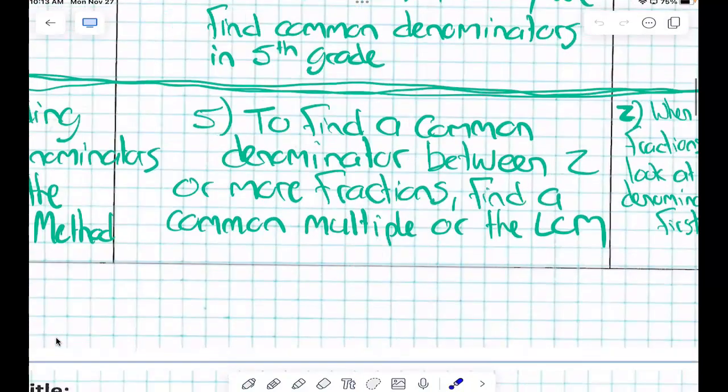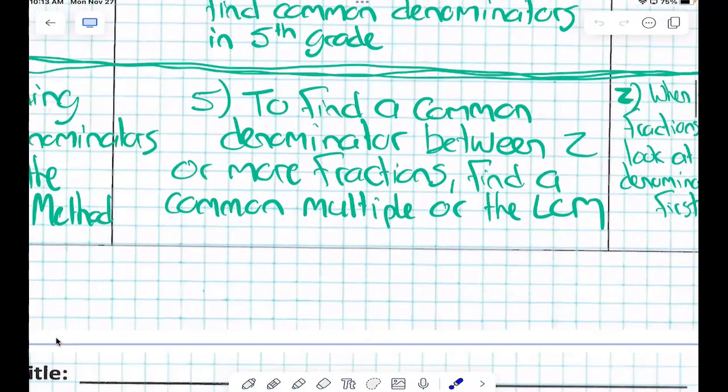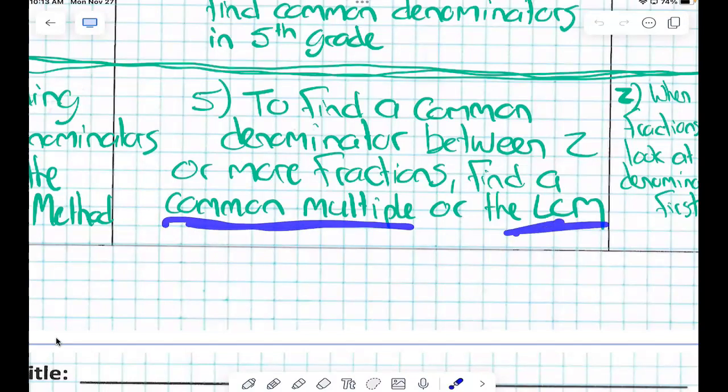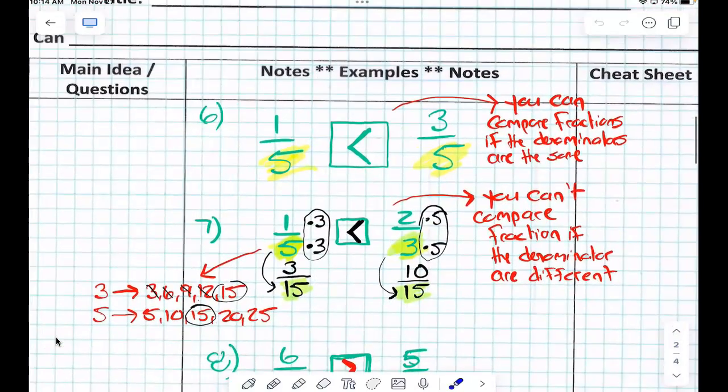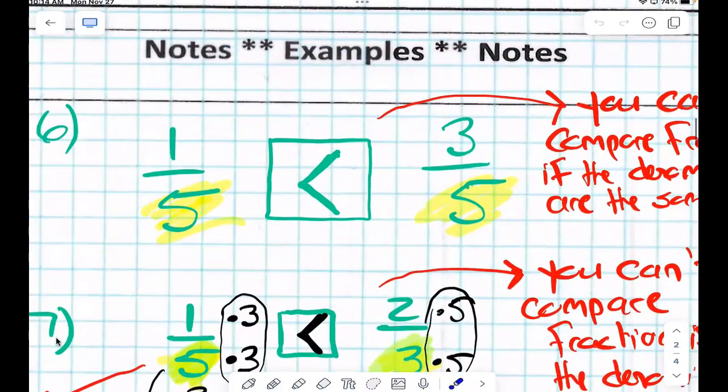All right, number 5 we're going to read together on the count of 3. Ready? 1, 2, 3. To find a common denominator between 2 or more fractions, find a common multiple or LCM. All right, so when we're looking at a couple of fractions, we need to first look at what part of the fraction. Denominator.